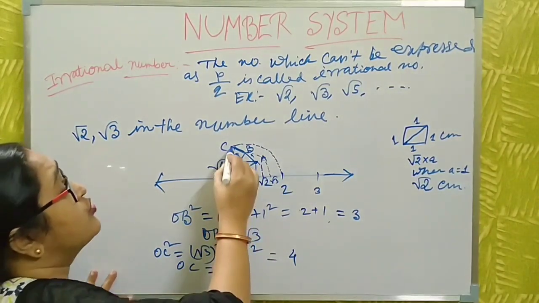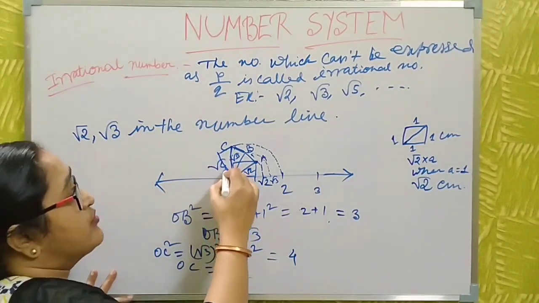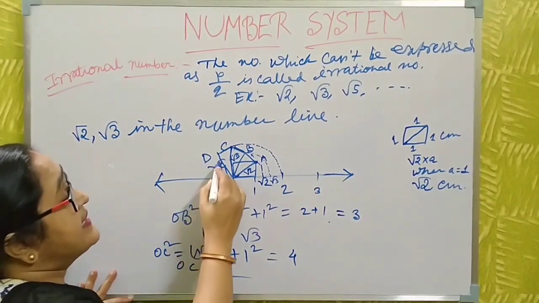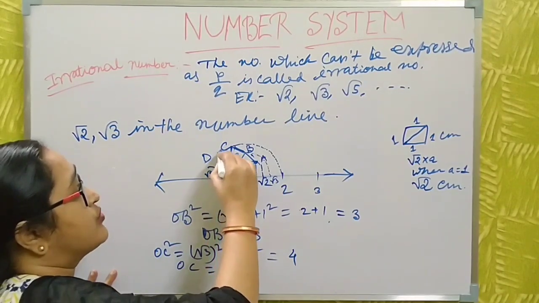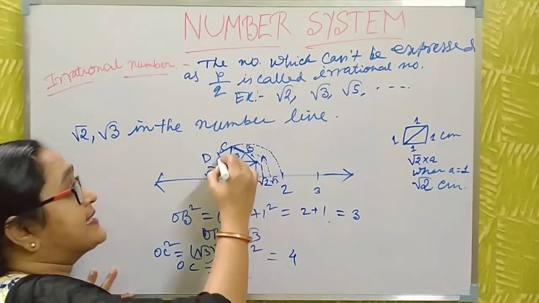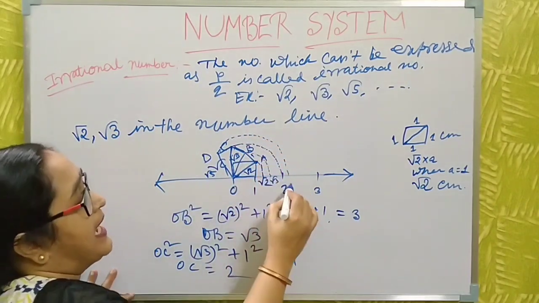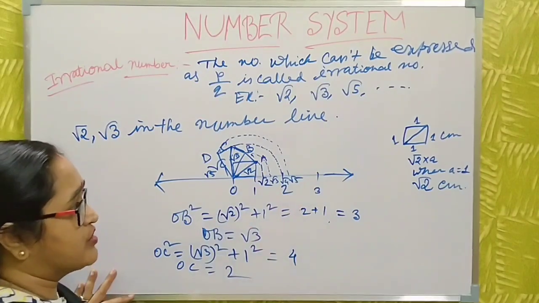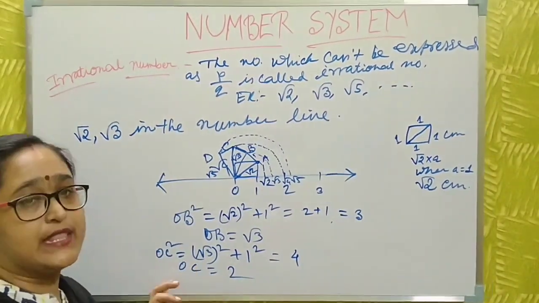Then again you draw here a 1 centimeter perpendicular, then you join this one. Then D is here, and this is already root 5. You put the compass here and take the radius, and this is on the number line. This is root 4 and this is root 5 also. Okay.